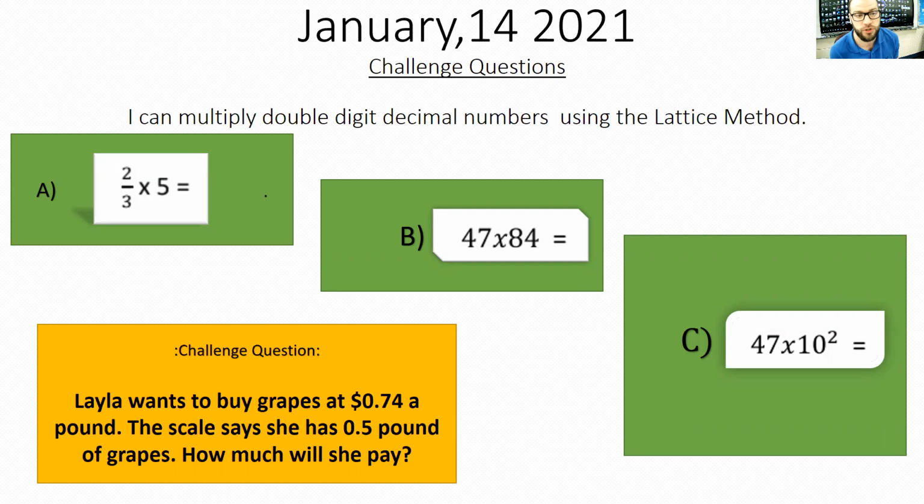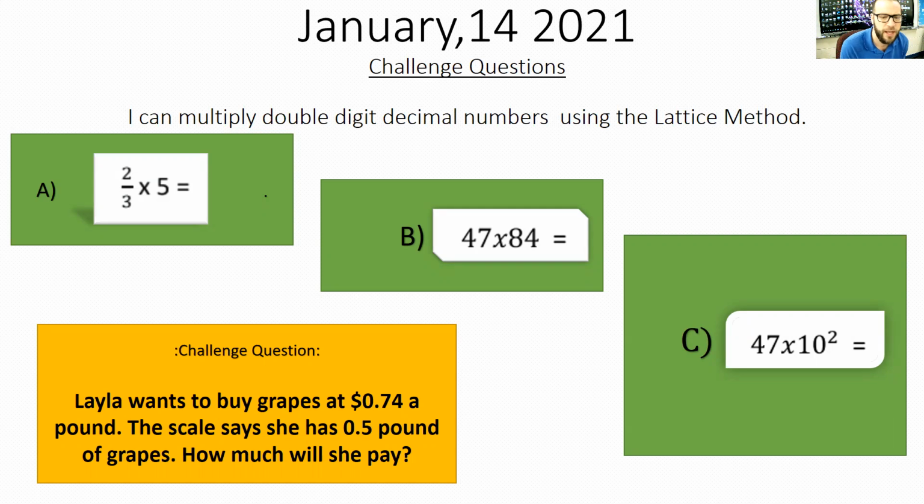Your challenge questions, you're going to multiply a fraction by a whole number, 2/3 times 5. You are going to multiply 47 times 84. And then you are going to show me, hey, Mr. Stahl, I totally get the scientific notation now, or the scientific method. 47 times 10. No, scientific notation, 47 times 10 to the second power. And then you're going to tell me something about some grapes, right?